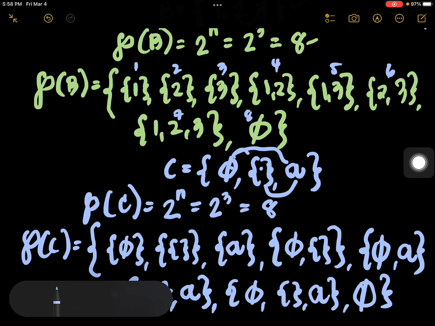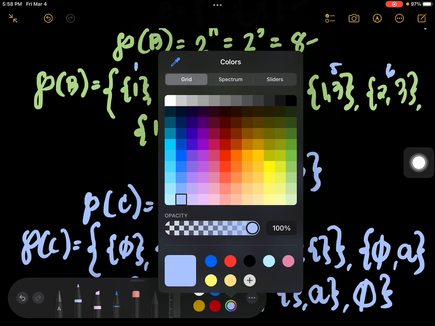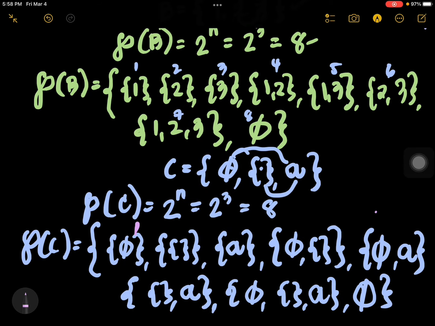So let's try to count how many. 1, 2, 3, 4, 5, 6, 7, 8. Very good. So you have already listed all the elements, and these elements are the subsets of the given set C. Okay, do you understand now?